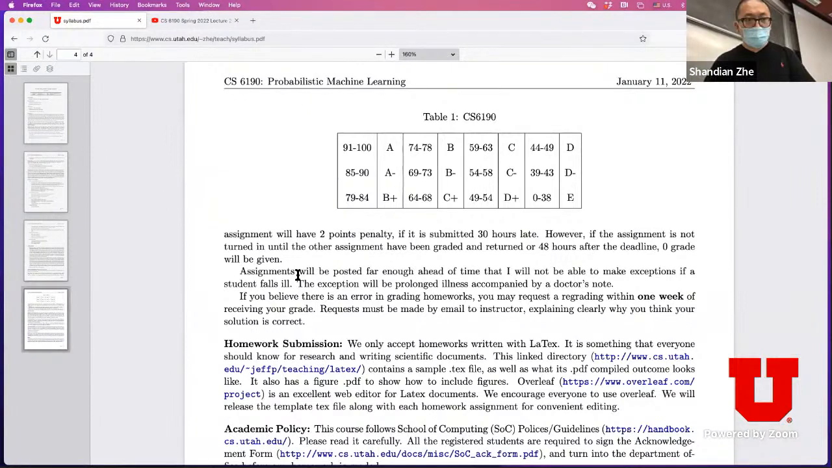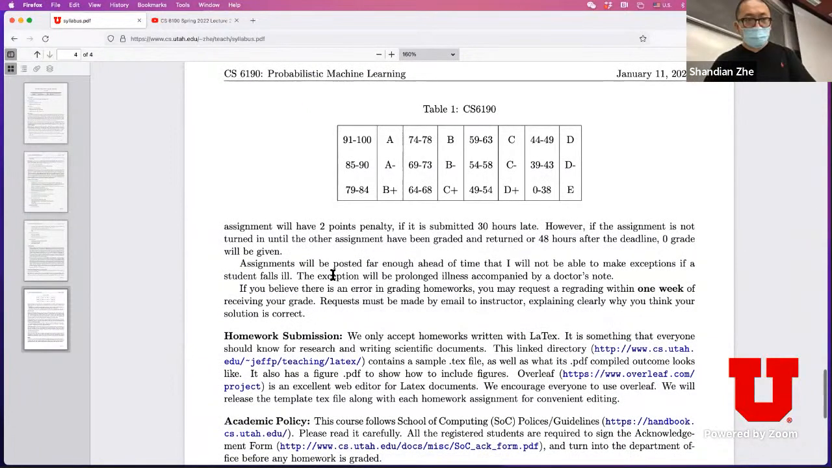However, because this is a special case and special period, if you unfortunately get COVID, just let me know, right? And we can discuss possible extensions. Other exceptions, we're gonna need a doctor's note.